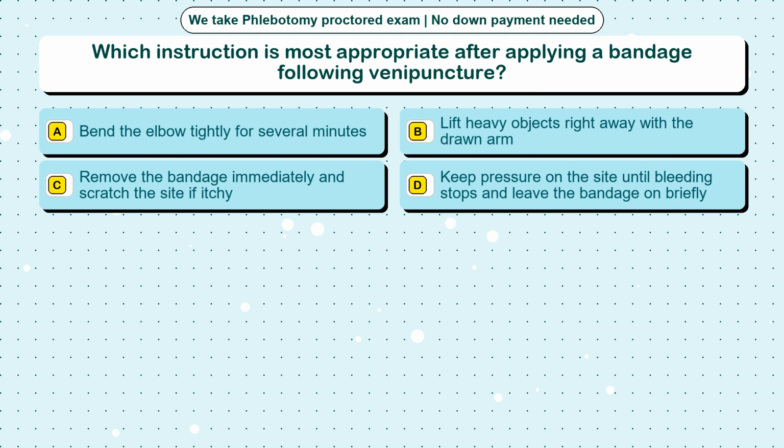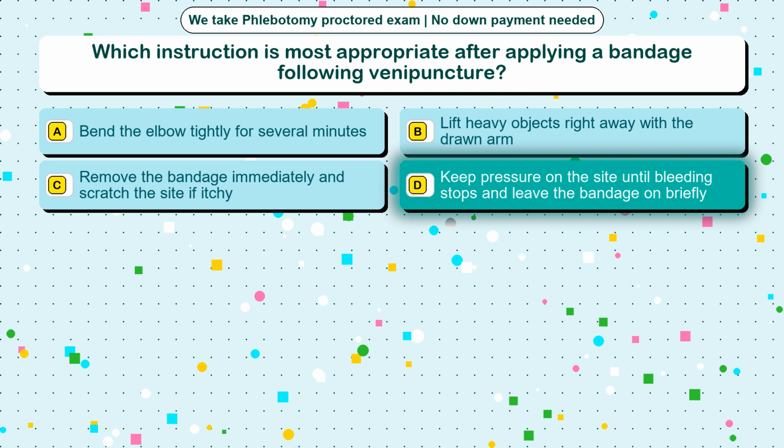Option A. Bend the elbow tightly for several minutes. Option B. Lift heavy objects right away with the drawn arm. Option C. Remove the bandage immediately and scratch the site if itchy. Option D. Keep pressure on the site until bleeding stops and leave the bandage on briefly. The correct answer is option D. Keep pressure on the site until bleeding stops and leave the bandage on briefly.